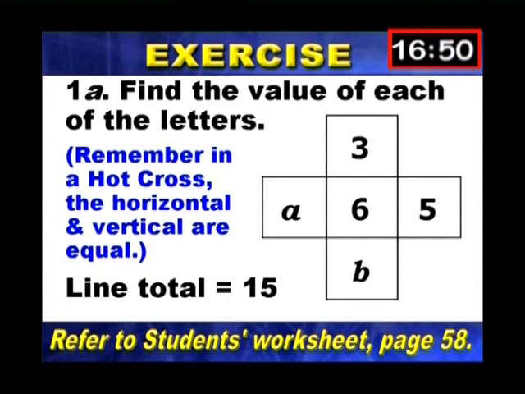Okay, for B, your line total is 20. Right? Good. Very good.